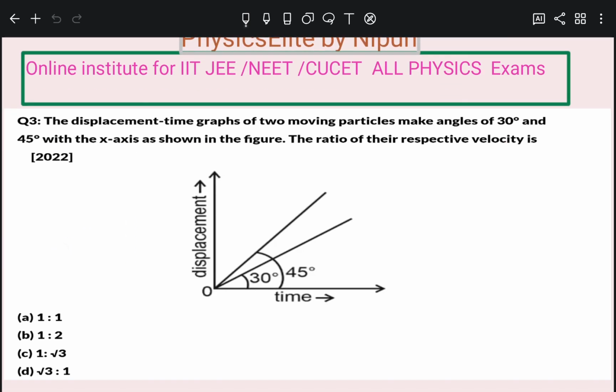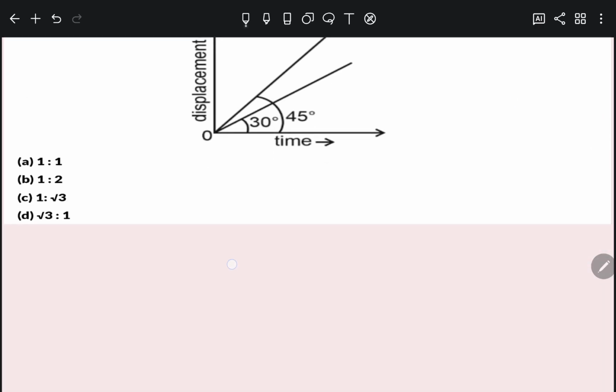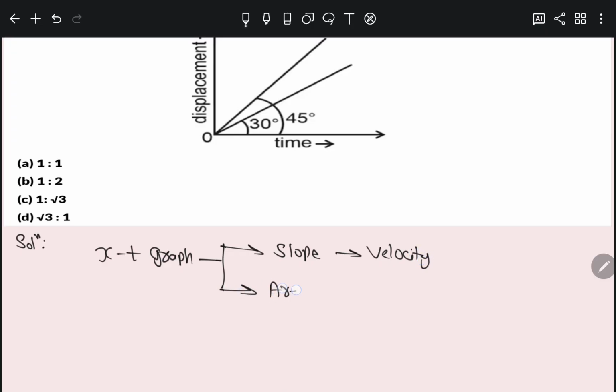Right. So the next question: the displacement time graph for two moving particles makes an angle of 30 degree and 45 degree with the x-axis as shown in the figure. The ratio of their respective velocity is. As you know, for a position time graph, just note this down: if you find the slope, you get velocity, right? If you find the area, you get no information.